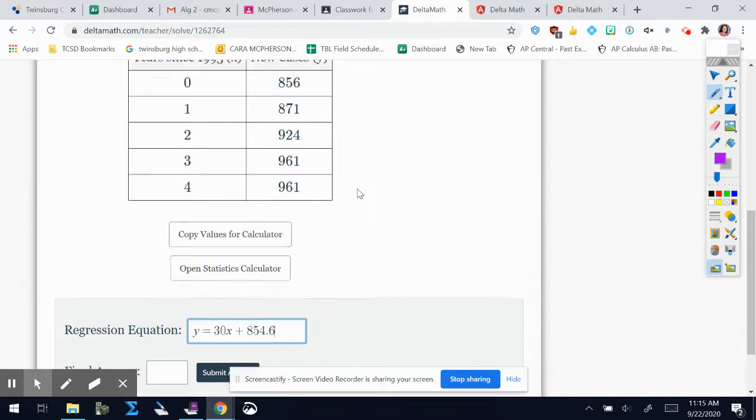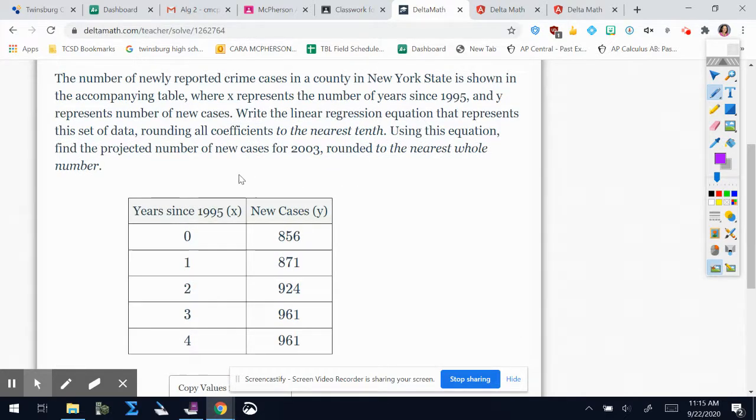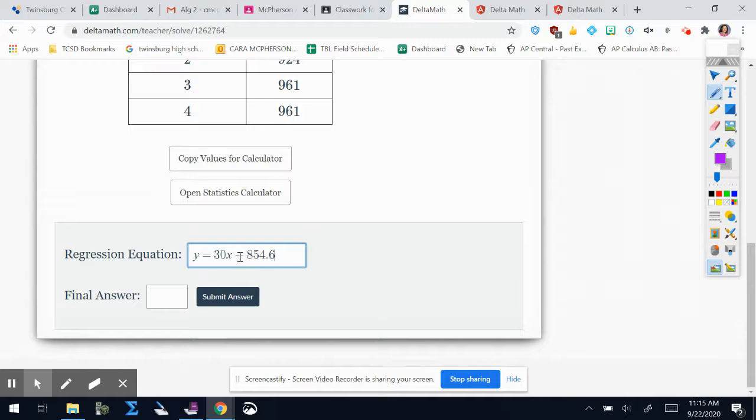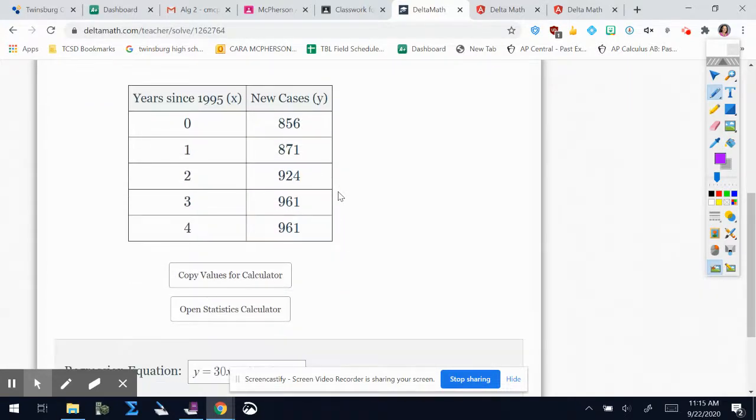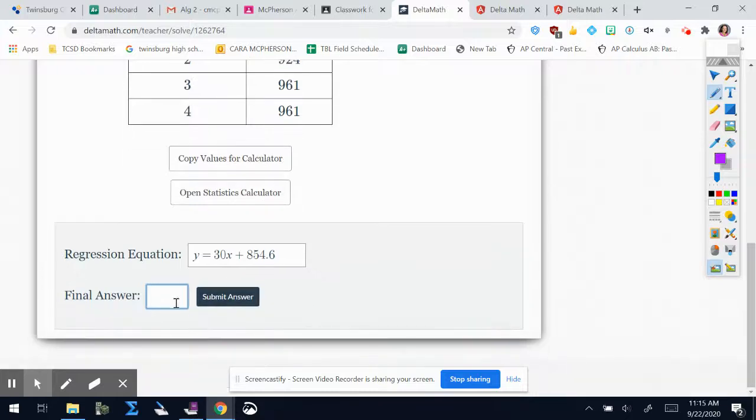And then it wanted us to use that equation to figure out the projected cases for 2003. So 2003 has been 8 years. So I want to put an 8 in for X. On my calculator, I'm going to type in 30 times 8 plus 854.6. I get 1094.6. I think it wants the nearest whole number. Yes, so 1095 would be my projection.